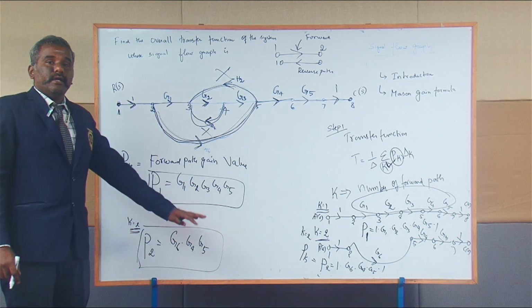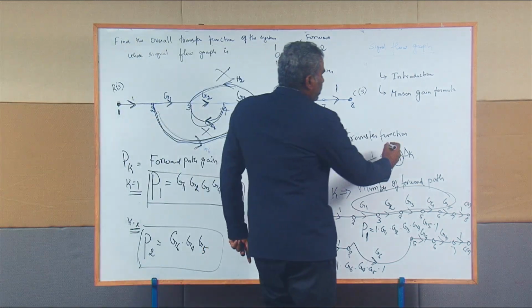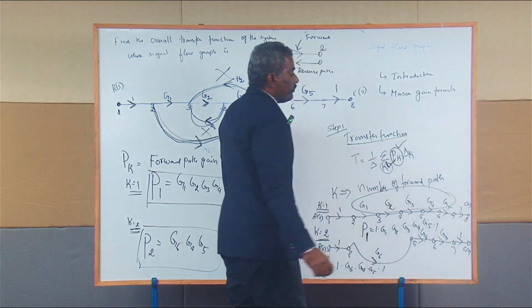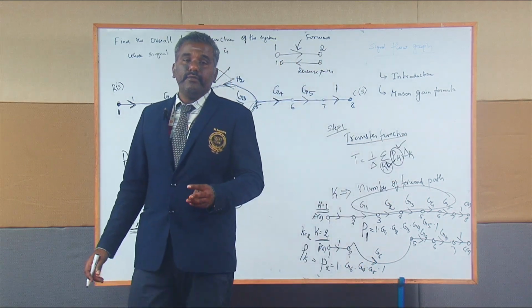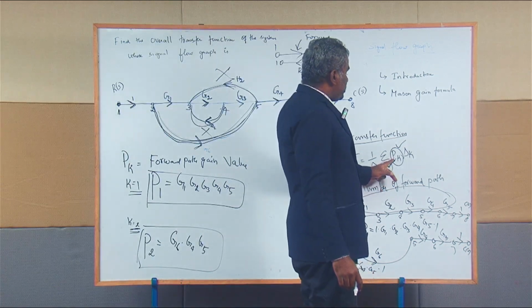So this will be the second forward path gain value. After finding the p suffix k's, you may give the tick mark in the transfer function, the overall transfer function. So far in the signal flow graph problem, we have found out the k value as well as the p suffix k value.